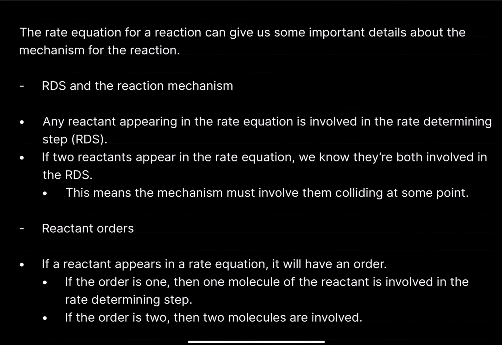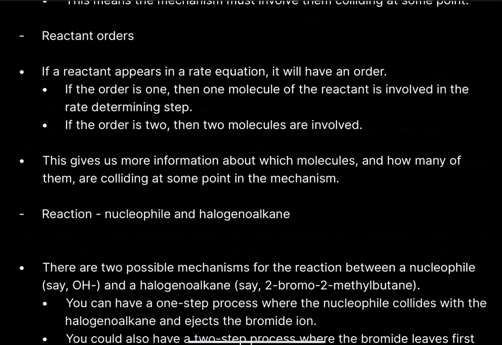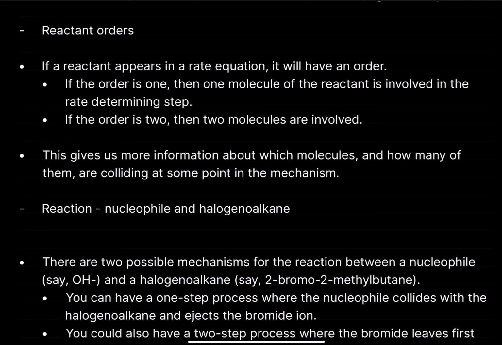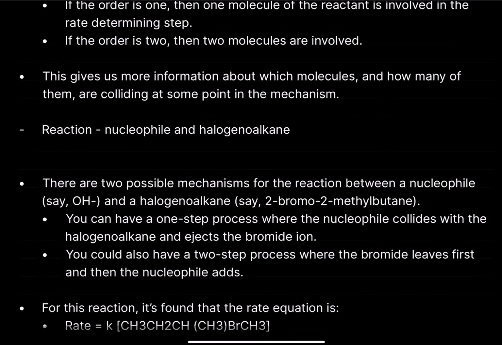Reactant order. If a reactant appears in the rate equation, it will have an order. If the order is 1, then one molecule of the reactant is involved in the rate determining step. If the order is 2, then 2 molecules are involved. As I already told you, this gives us more information about which molecules, and how many of them, are colliding at some point in the mechanism.